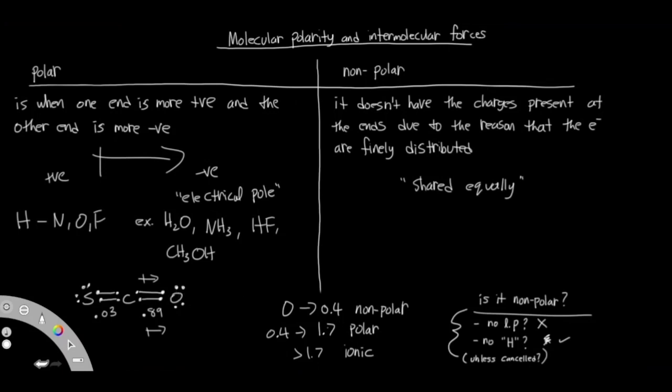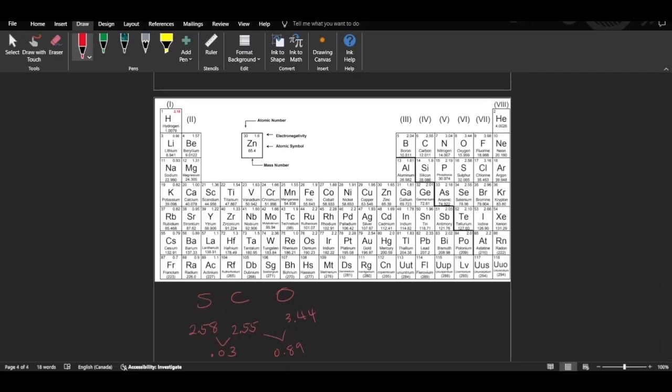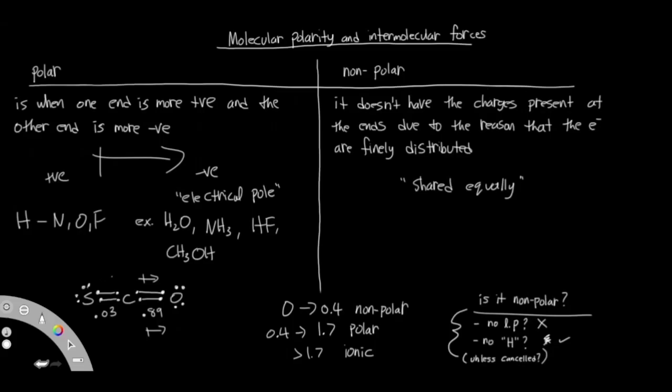All right. If we look at the sulfur and the carbon, 2.58 versus 2.55, this one is going to be more electronegative. Now, you see how they're going in opposite directions. This is good news if you wanted to cancel them out. The problem is, like we've already established, that they are of different magnitude. So because they are of different magnitude, we cannot cancel them out. So this, right away, is going to be polar.